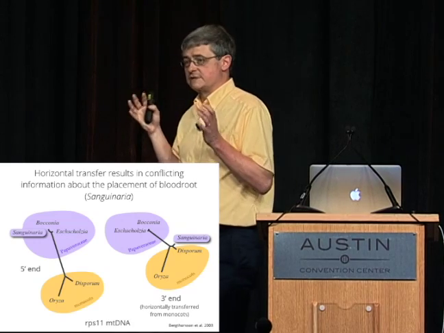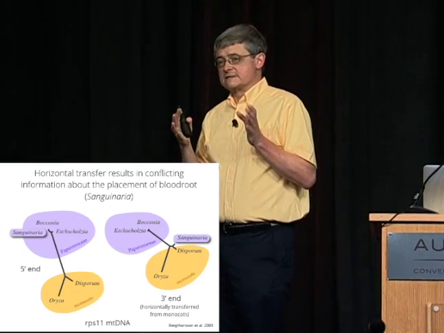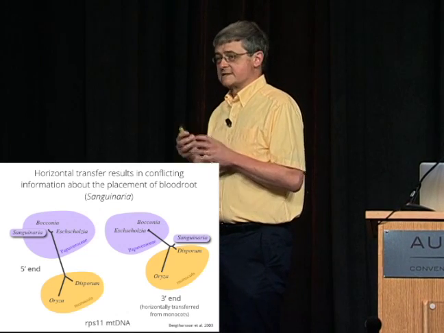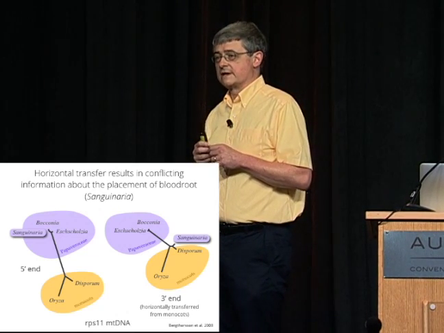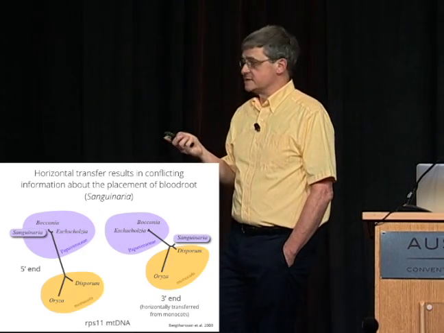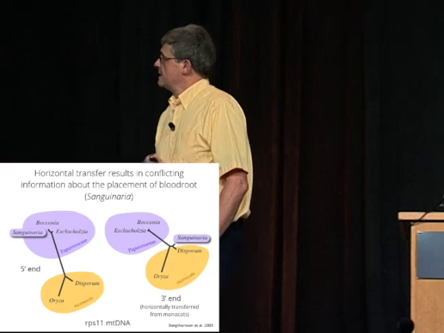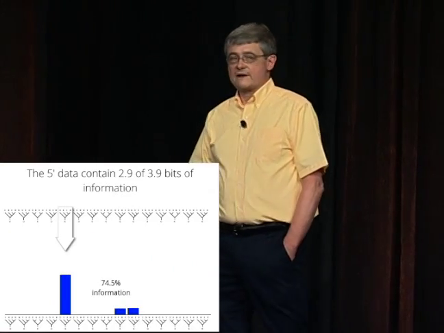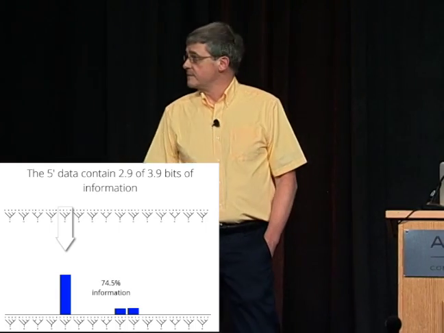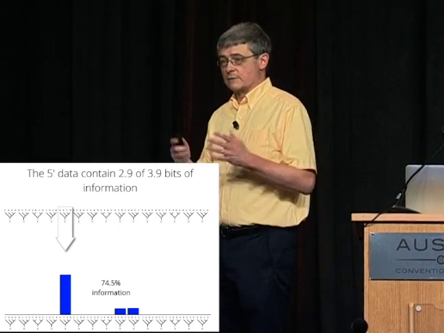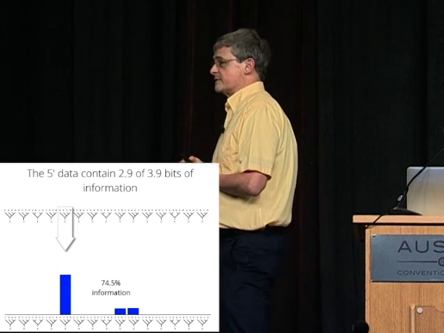So you can imagine these two data sets are singing very dissonant songs. They're conflicting with each other quite a bit. So it's a nice case where we know that there's conflict, and we can ask what happens if you measure information content in these separately and together. If you look at the 5' data alone, it turns out that there's about 75% information. It captures about 2.9 of the 3.9 bits of information that we would need in order to get this tree exactly right.